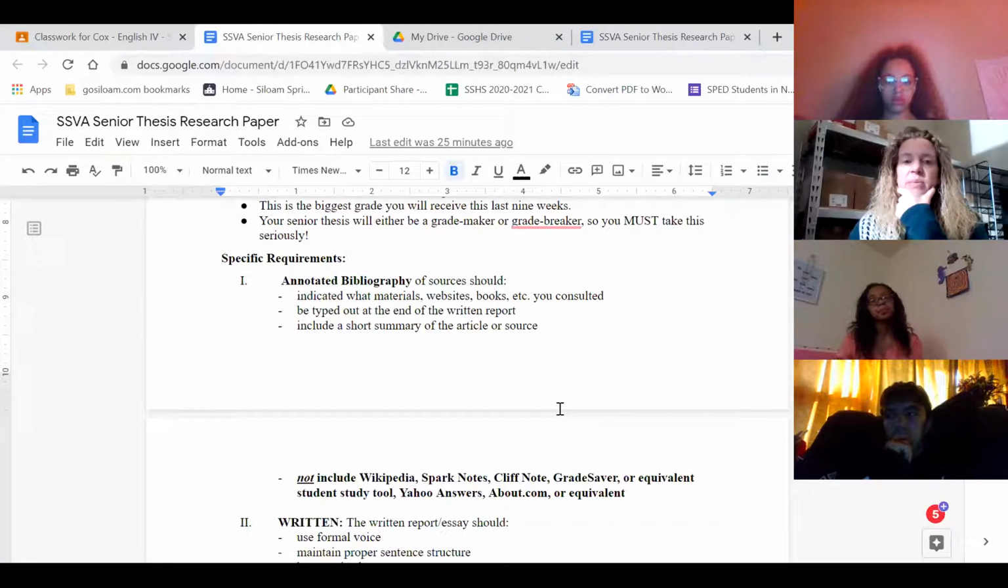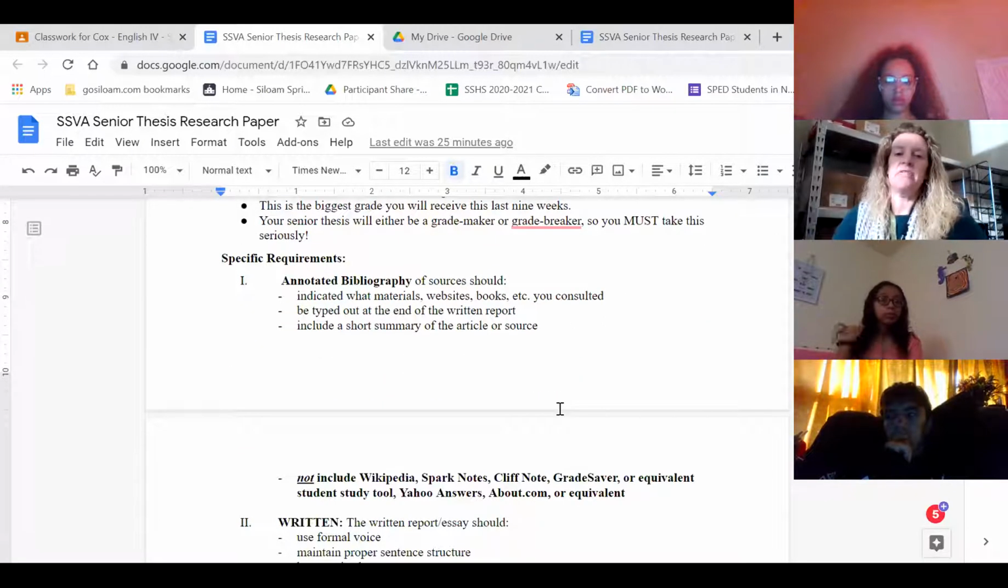So, specific requirements: the annotated bibliography of sources should indicate what materials, websites, or books you consulted, and be typed at the end of a written report. They should include a short summary of the article or sources. You will not be using Wikipedia, SparkNotes, CliffNotes, GradeSaver, or any equivalent. Okay. So any of that stuff.